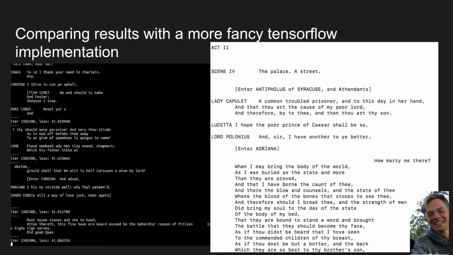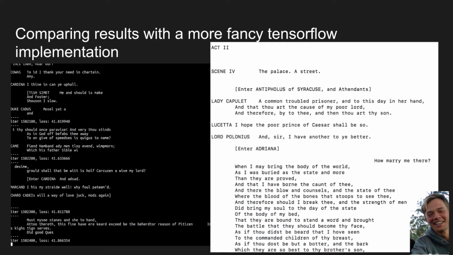In order to get a feeling for how much GRUs improve the performance of our model, we compared the results of a TensorFlow implementation of a recurrent neural network using GRUs on the same Shakespeare text with our initial plain Python and NumPy implementation.